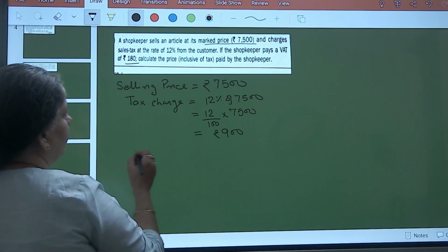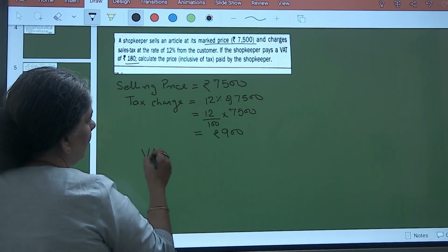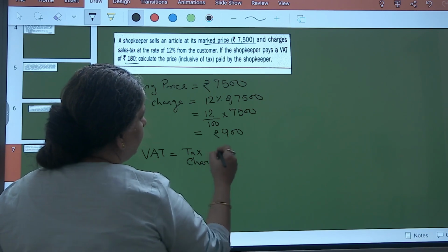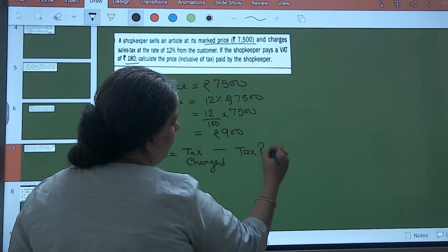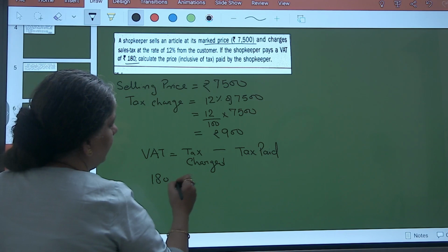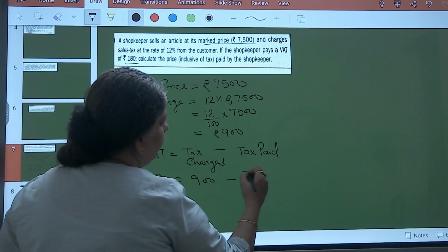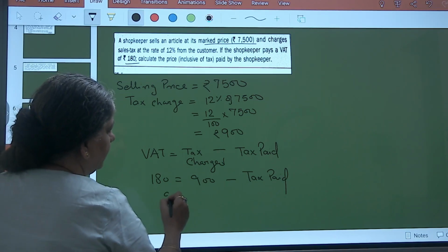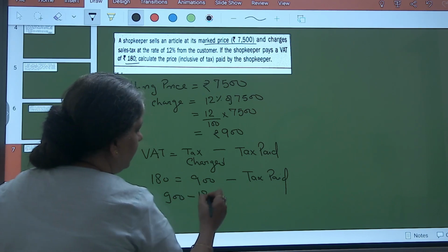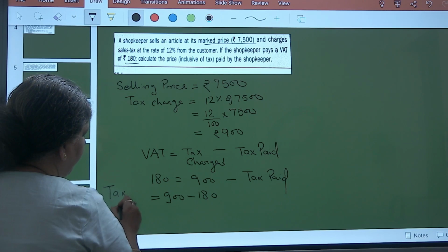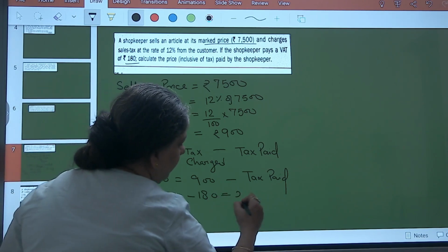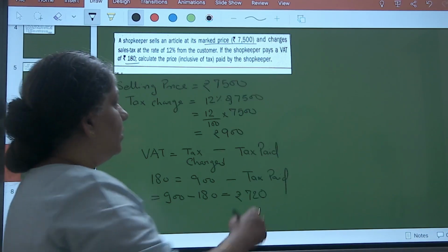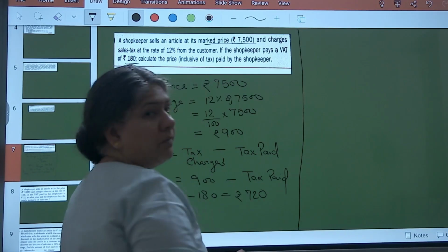Now it is given that 180 rupees is the VAT. So we'll use the formula VAT is equal to tax charged minus tax paid. So here we have 180 and tax charged is 900 minus tax paid. So tax paid will be 900 minus 180. This comes out to be rupees 720. That is, this much tax he has paid while purchasing the article. So tax is always paid on the purchase that he has made.